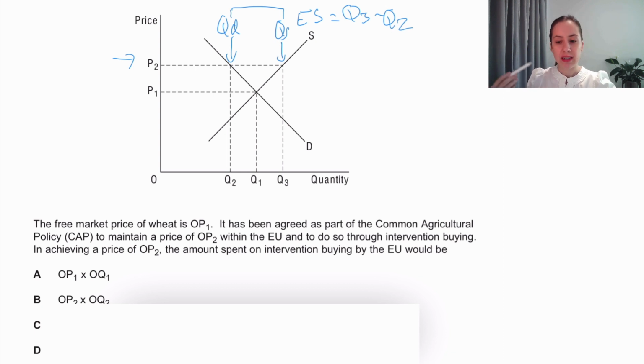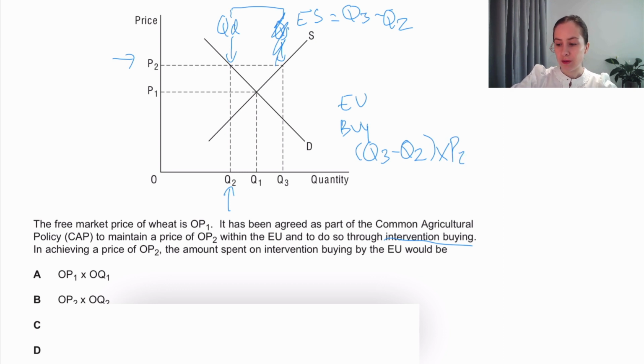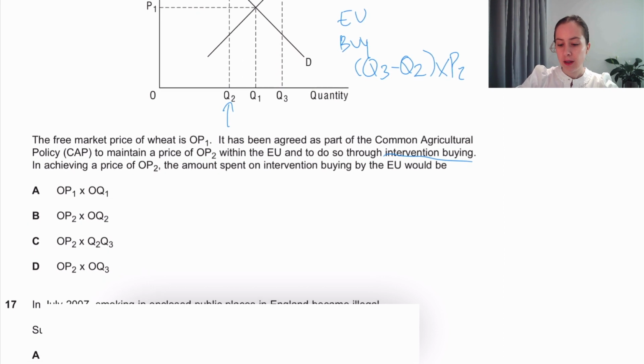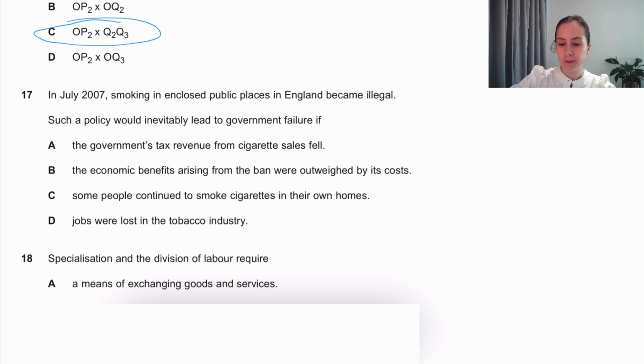It says it's going to try and maintain this price by intervention buying. That means they're going to take all the extra stock off the market. So the EU needs to buy all the extra stock, which is Q3, and take it off the market. That way the quantity supplied is not over there anymore and it equals Q2. They're going to have to take all that out of the market, and that will cost them P2 for all the units that they do this for. So C looks to be the answer for that one.